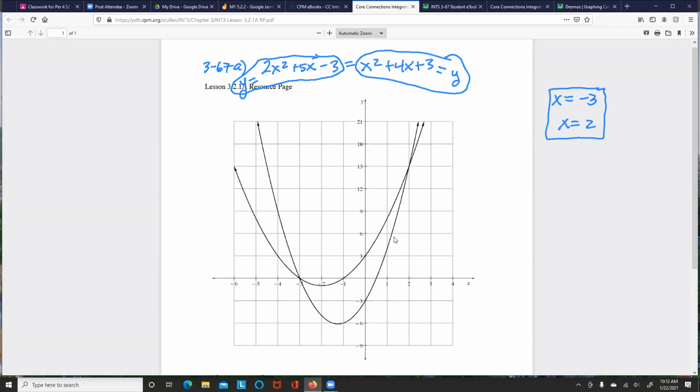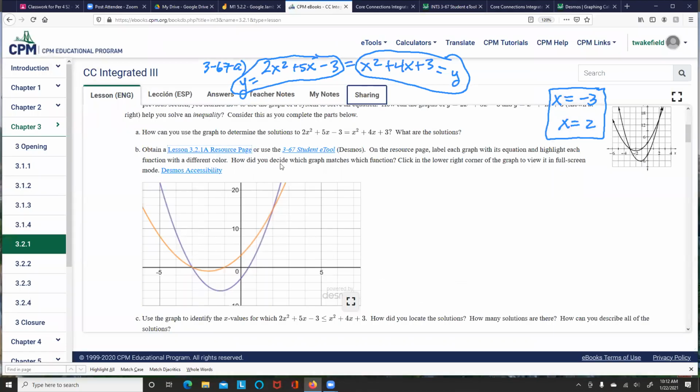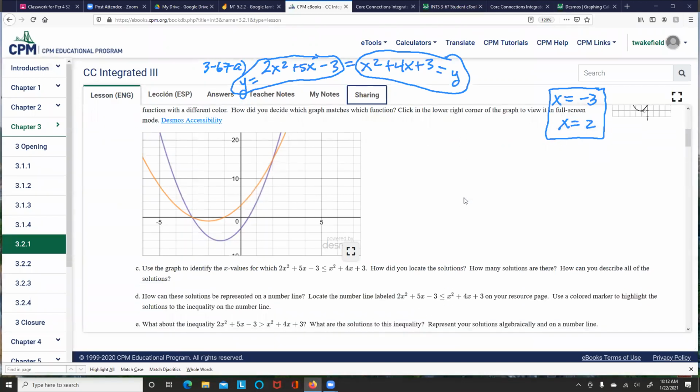I'm going to proceed with the lesson. This is all on Google Classroom, so you can pull this up at any time. All right. Let's see, next part. How did you decide which one? Click on the lower right corner of the graph to view it in full screen. So it's just you coloring which was which, and you should identify it also. You should put, like, this one is y equals 2x squared, and the orange one is x squared plus 4x plus 3. So put that on your paper, please.